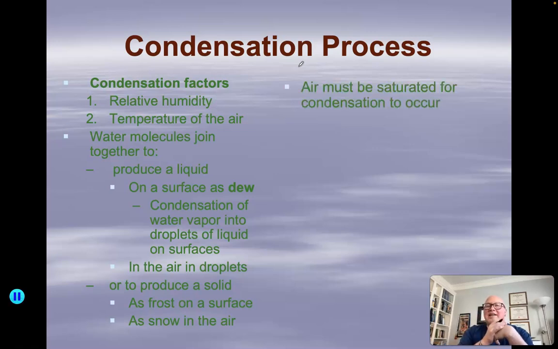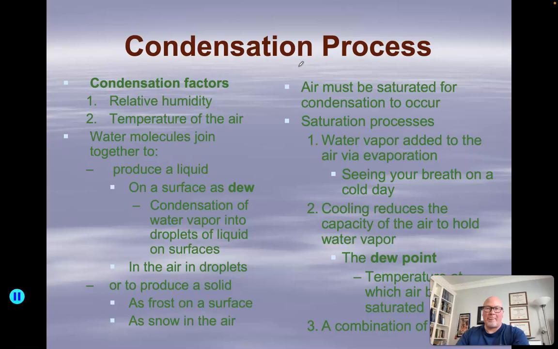Air has to be saturated in order for condensation to occur. So what are the things that can happen to cause air to be saturated? If you don't change the temperature, you add water to it. If you add water, eventually it's going to be saturated, so the water will condense. Or you cool down the temperature. If you cool down the temperature, you lower the amount of water that can be held in the atmosphere, and so that causes the water to condense.